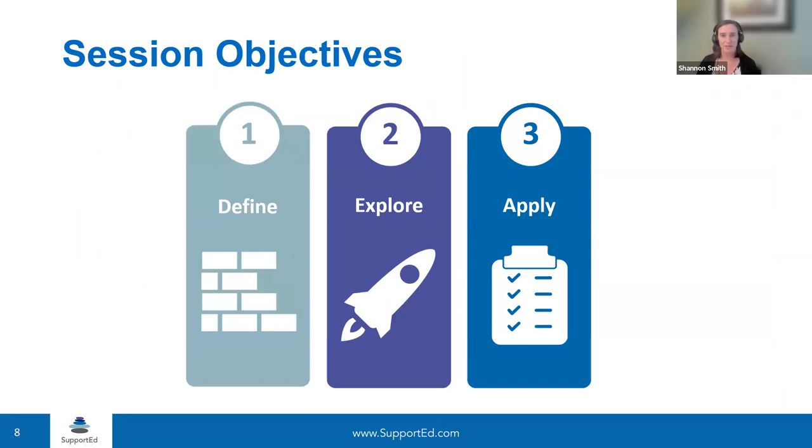So we have 3 main objectives for the session today. One is to define SLIFE and their characteristics, explore strategies and tools for creating a culturally responsive school climate that includes social emotional practices for SLIFE, and to apply tools and strategies to your class and school communities.